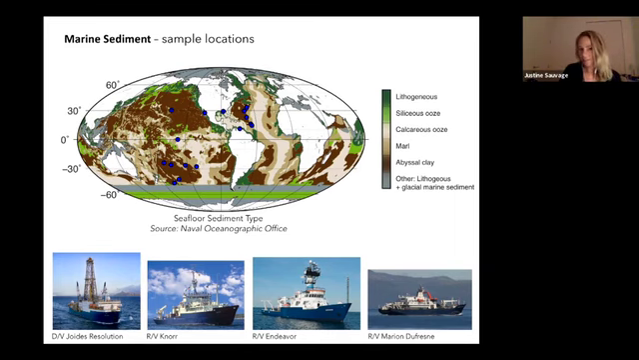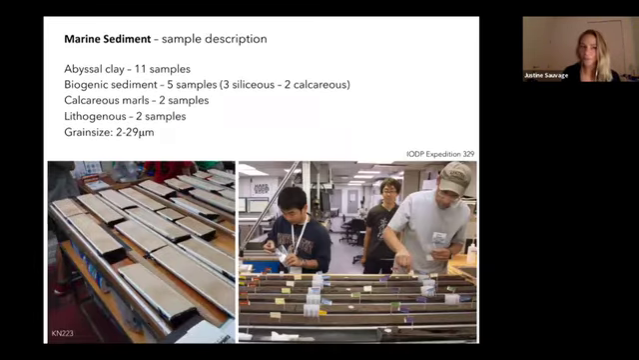And from those 16 sites, we selected 20 samples. About 11 abyssal clays, because abyssal clays are, at least at the surface, your main lithology found across the seafloor. We also picked a bunch of biogenic sediments, both siliceous and calcareous in nature. Also some marl, a mix of clay and calcareous ooze, and also a few lithogenous, so continental margin sediments.